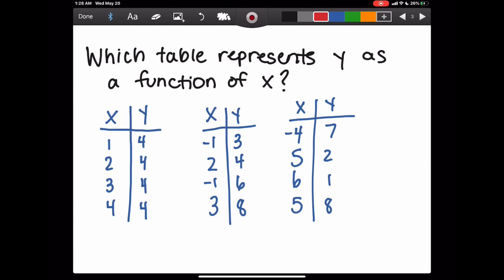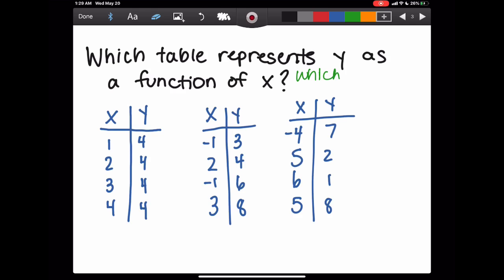Let's continue here and let's think about functions. Remember that if the x is repeated in a function, then it can't be a function, and I will graph it and explain it to you. But if you have the question, which table represents y as a function of x? Well, what is this essentially asking?